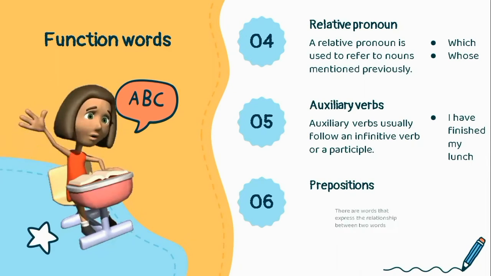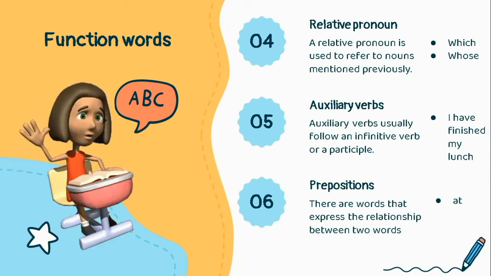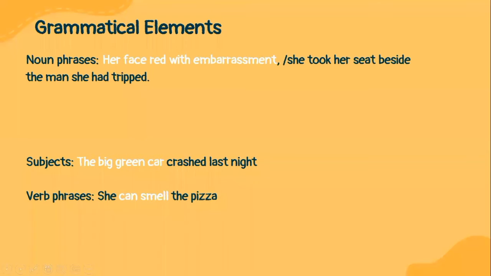Prepositions. These are words that express the relationship between two words. Finally, the examples are prepositions like at and on. We must identify the different grammatical elements. The grammatical elements are noun phrases, subjects, verb phrases, prepositional phrases, and clauses.